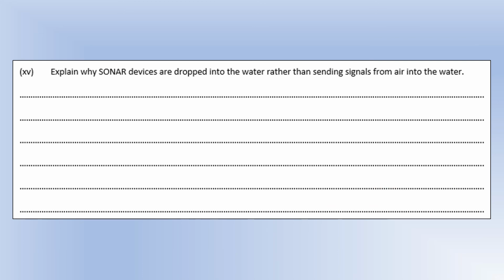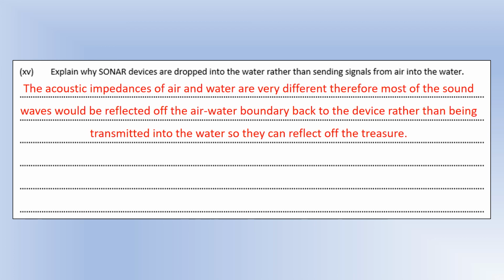Okay, so explain why sonar devices are dropped into the water rather than sending signals from air into the water. And again, this is the same theory as goes alongside ultrasound scanners. So the acoustic impedances of air and water are very, very different because their densities are very different and their speed of sound in them is very different too. So what would happen is if you had it in the air, they'd all just get reflected off the water, and that would be fairly pointless trying to use it to detect anything. So if you put it into the water, you can avoid that problem.